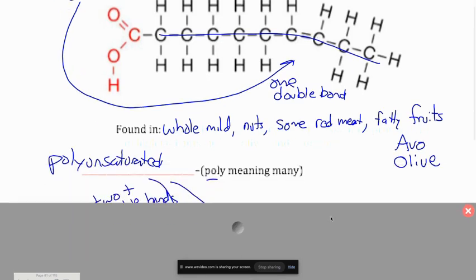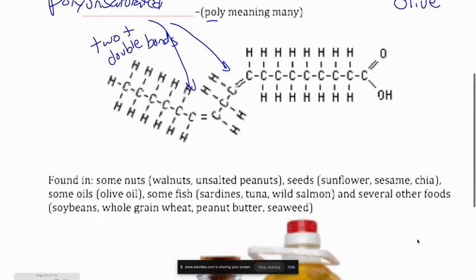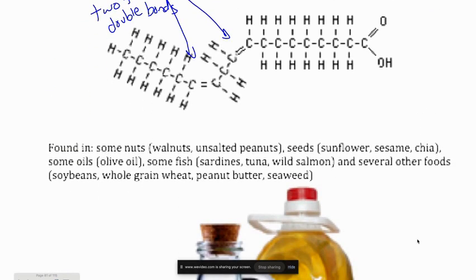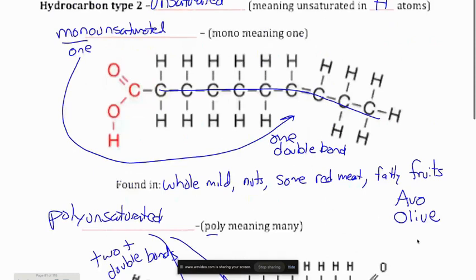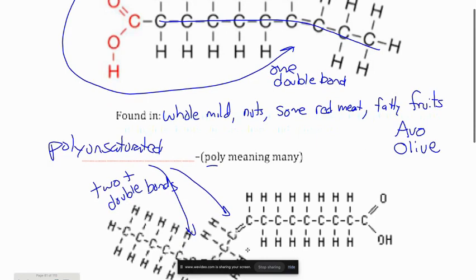Polyunsaturated, poly meaning many, means these have more than one double bond in their chain. Some foods they're found in: nuts, seeds, some oils, some fish, and several other foods like soybeans, whole grain wheat, peanut butter, and seaweed. So two types of unsaturated fats: mono, one double bond, and poly, meaning multiple double bonds.